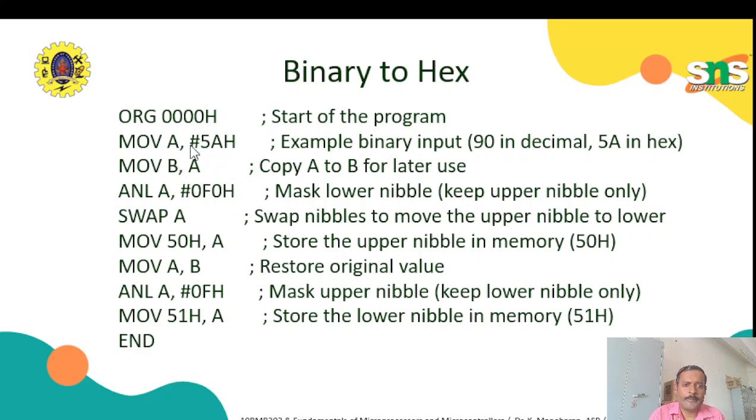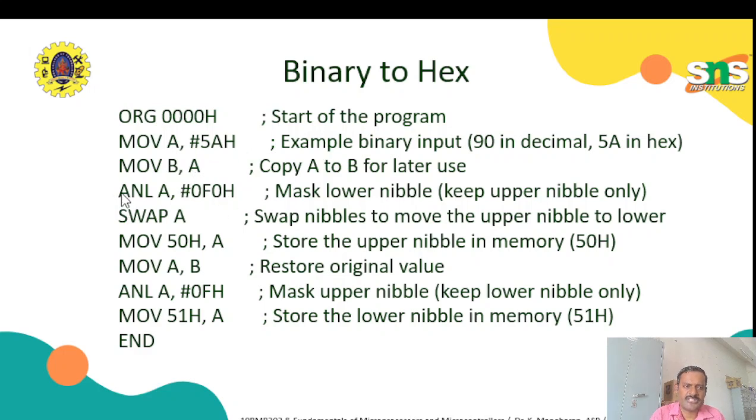Look at this. I am taking a copy of this number: MOV B, A. So this 5A will be copied to the B register also, because the accumulator content will be overwritten whenever you use some operation. Whenever you add or subtract numbers, the result is automatically updated in the accumulator and the accumulator content will be lost. That's why I am taking one copy of this number in the B register. Whatever you give as input will be available in the accumulator, and after this instruction the input is available in the B register also.